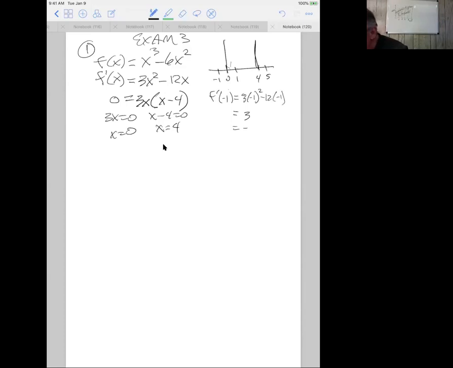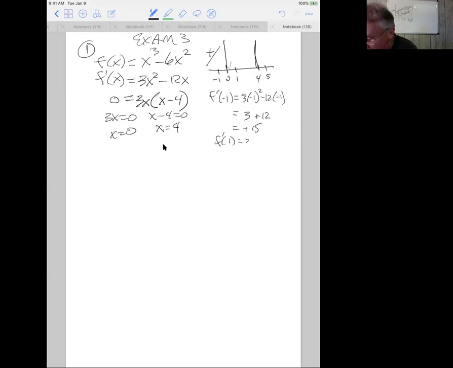So I end up with -3. I have +3, minus times a minus equals +12, which equals positive 15. So that gives us a positive on this side, positive 15. Then we need one in between. That's f prime of 1.